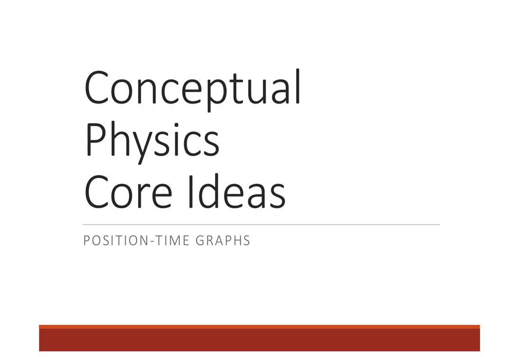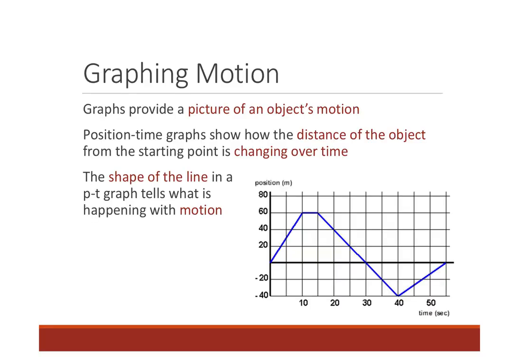In this video, I'm going to talk about how you understand and analyze position time graphs. Graphs give you a picture of how an object is moving, and in position time graphs, that picture tells you how the object's distance from the starting point, or position in space, is changing over time. So the x-axis will be time, across the bottom, the horizontal one, and the distance or the position of the object will be our y-axis or our vertical axis.